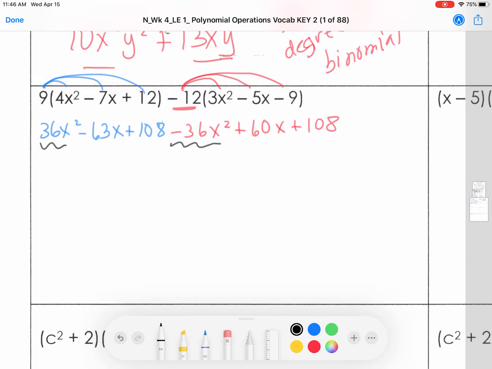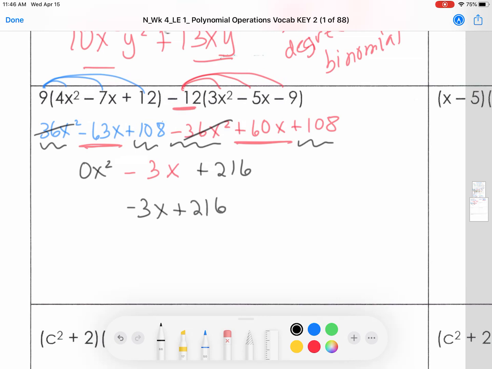So I have two x squared terms, which actually cancel each other. So we could write 0x squared, or we could just leave it off. And then the next terms we have are minus 63x plus 60x. So that's negative 3x. And then we have 108 plus 108 makes 216. So our final answer, negative 3x plus 216. We have a lead coefficient of negative 3. The degree is 1, and it's a binomial.